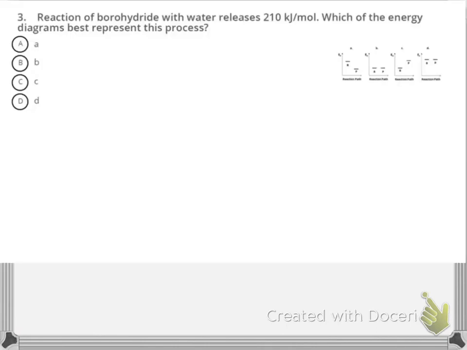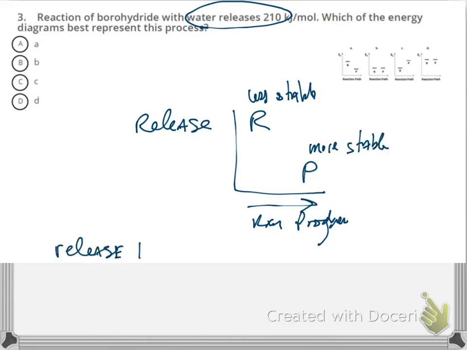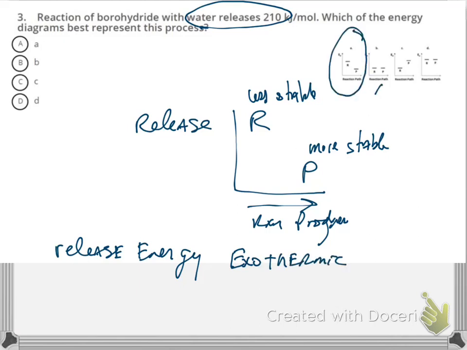Question 3 asks, which diagram best describes the release of 210 kilojoules per mole? And when we say release, that means that the reactants have higher potential energy than the products. And the process of going from reactants to products releases energy like a waterfall. If we use the gravity example, energy is released to the surroundings as R goes to P. Right, less stable reactants, more stable products. So release of energy is considered exothermic, and that would be A.